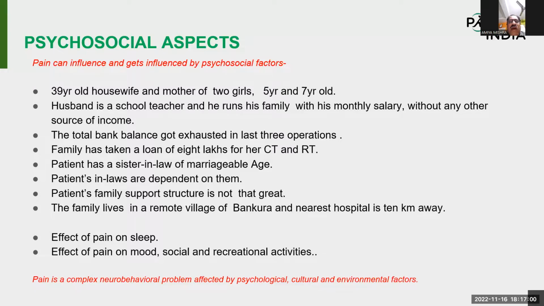Patient has a sister-in-law of marriageable age. Patient's in-laws are dependent on them. Patient's family support structure is not that great. The family lives in a remote village of Bankura, in West Bengal, and the nearest hospital is 10 kilometers away. Enormous stress has affected her sleep, and the effect of pain on mood, social and recreational activities is also getting reflected. Next slide, please.